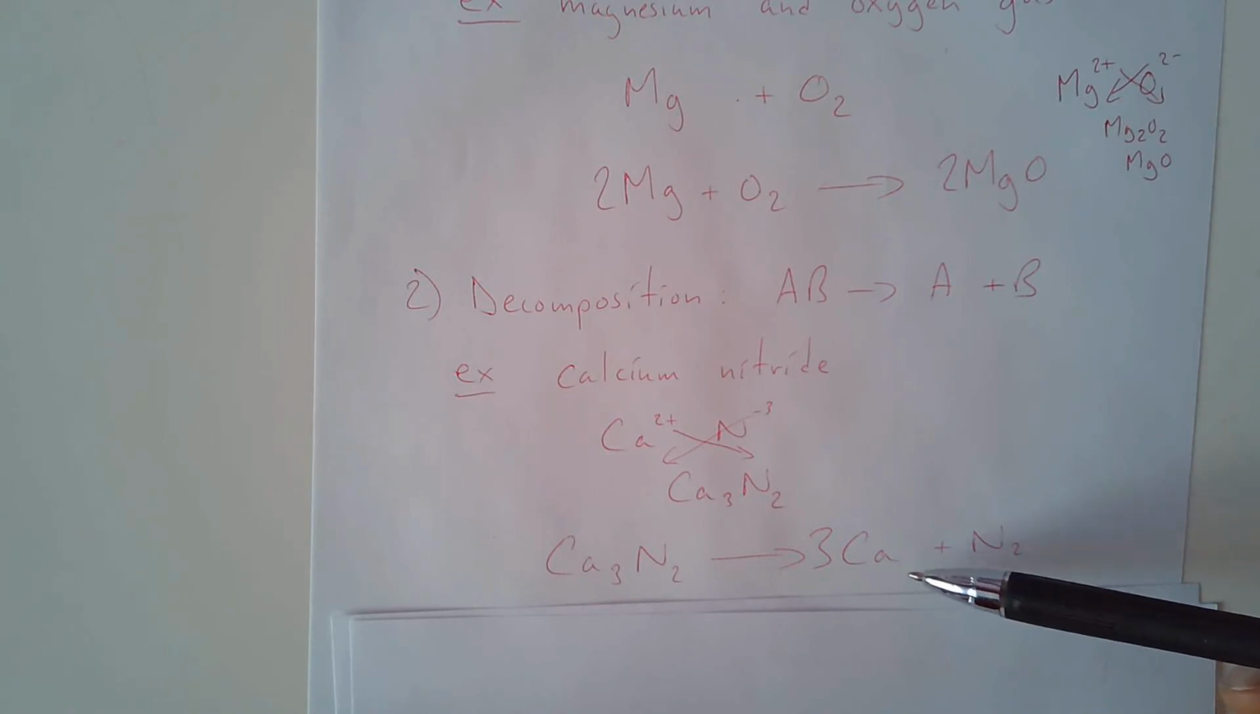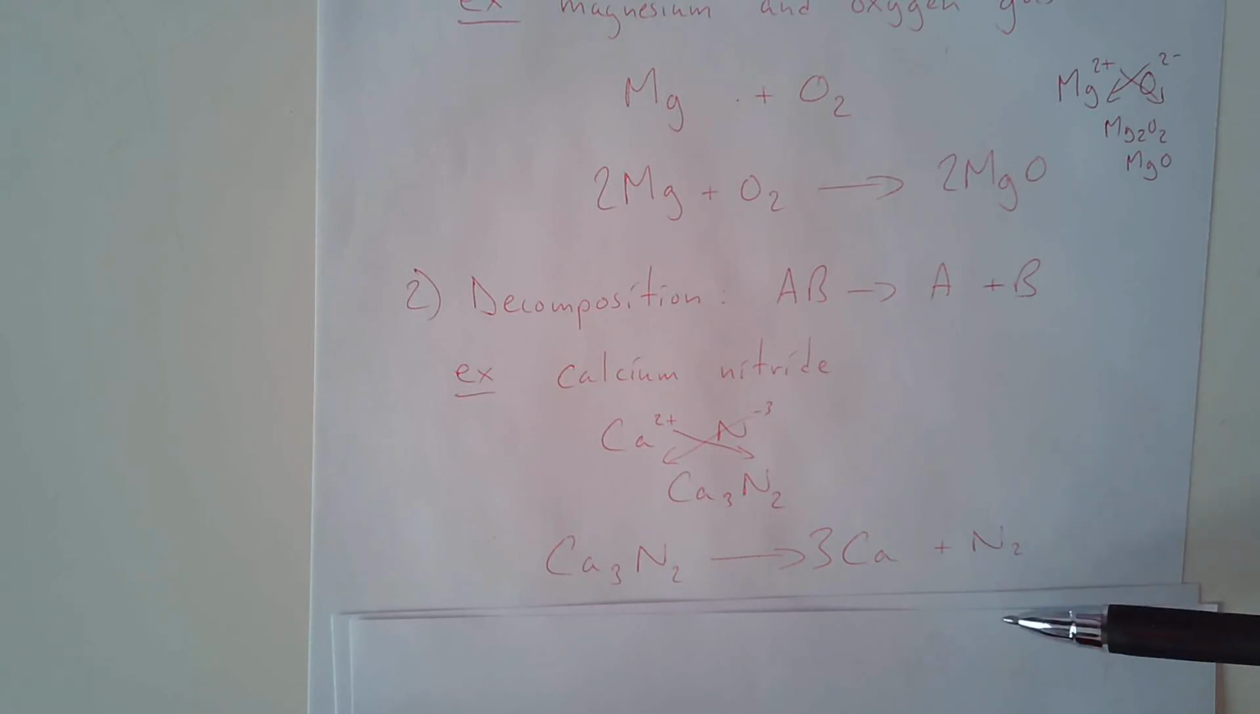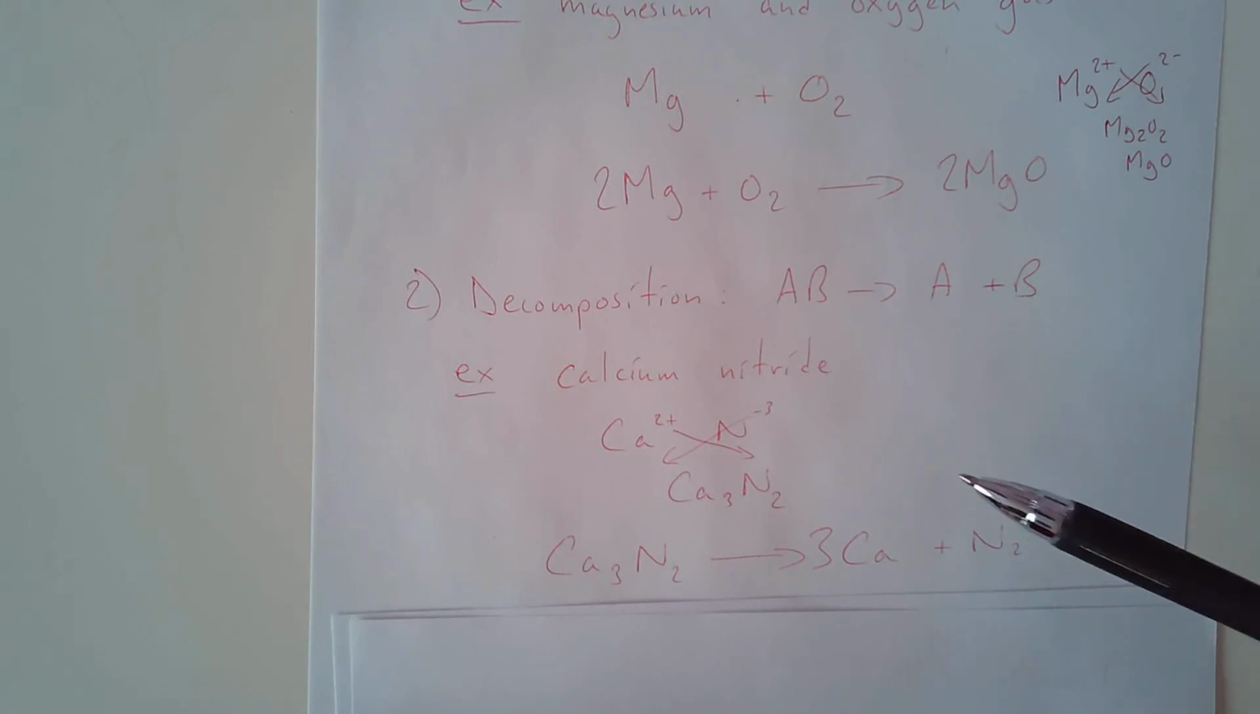It's a metal. Remember, that means it's on the left-hand side of the periodic table. Nitrogen is another one of those diatomics. So it's not just going to be N, it's going to be N2. And then again, we have to balance that. Okay, so decomposition is the opposite of synthesis.